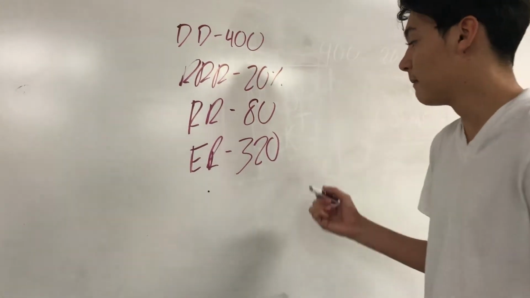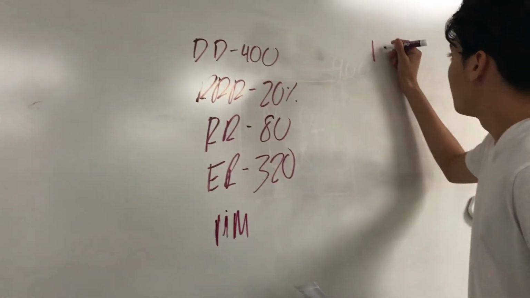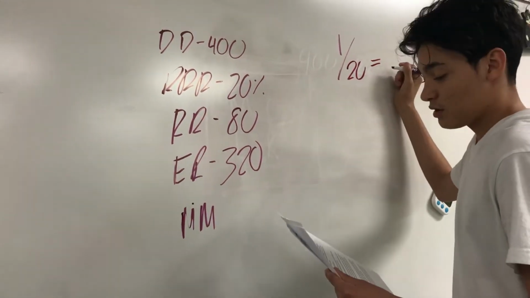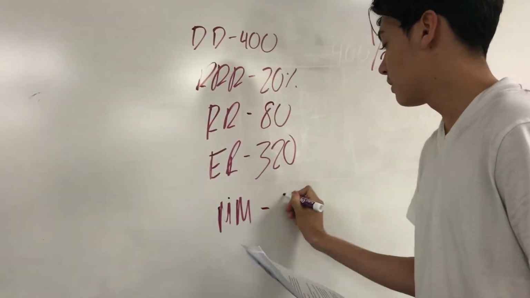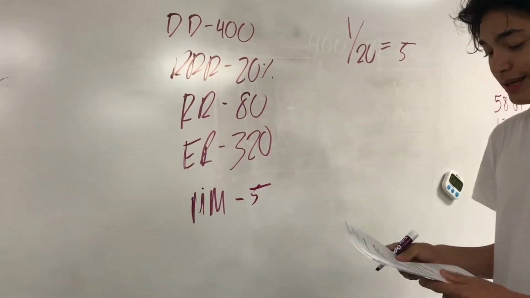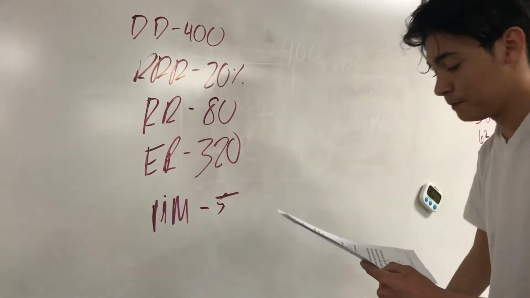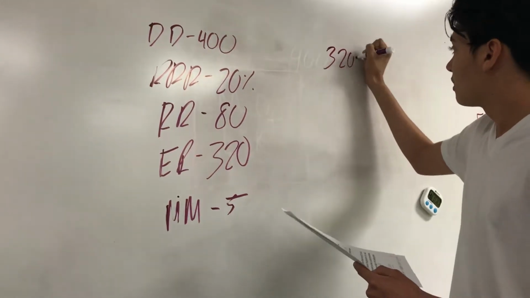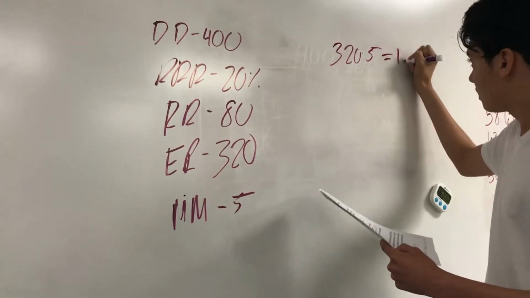Okay, so let's continue. Our MM, our money multiplier, is found by dividing 1 over our required reserve ratio, in this case being 0.20. So that equals 5. So the maximum total change in demand deposits in the banking system: here we would multiply our excess reserves times our money multiplier, equaling 1,600.